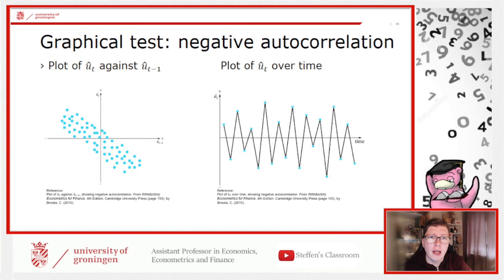So how do you see the difference here between positive and negative? With negative, it immediately shifts sign every time, if it's strongly negatively correlated, that is. And if it's strongly positively correlated, you saw that it took quite a while before it went below and above, so it doesn't change sign very often. That is the point here, okay?